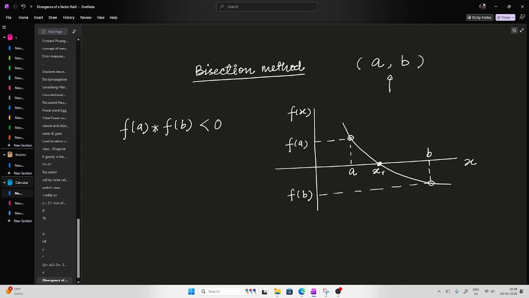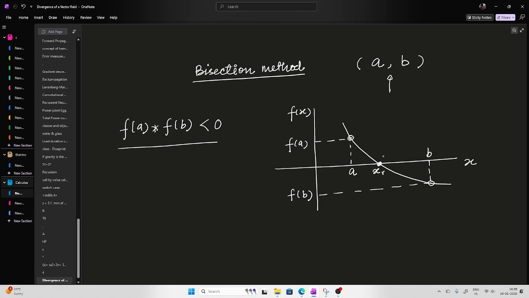If this multiplication comes out to be less than 0, negative, then it is obvious that a root will be there, because the curve will be intersecting the x-axis in between this particular interval if this happens, because on the left hand side it is positive, on the right hand side it is negative.